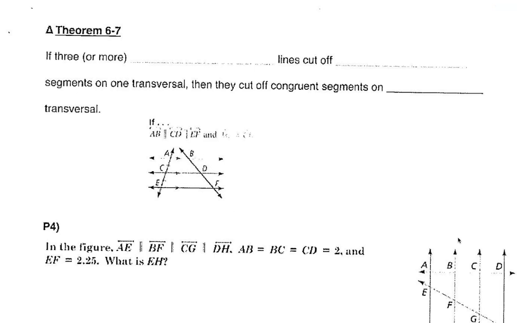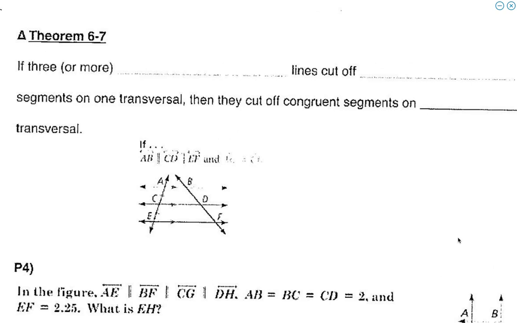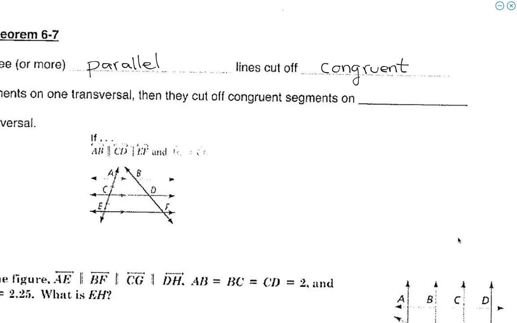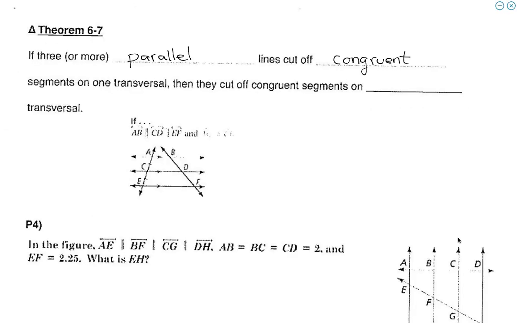All right, theorem 6.7. Last theorem here, nice and easy as well. If 3 or more parallel lines cut off congruent segments on one transversal, then they cut off congruent segments on every transversal.